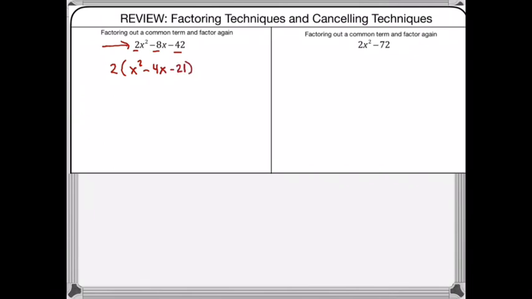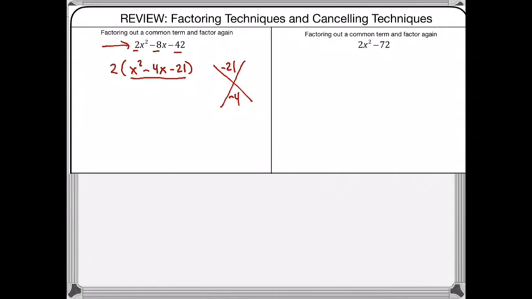So you notice that I took a 2 out of every one of those terms, and now I'm left with this that I can apply the multiply. Okay, sorry about that break in action. What multiplies to a negative 21 and adds to a negative 4?